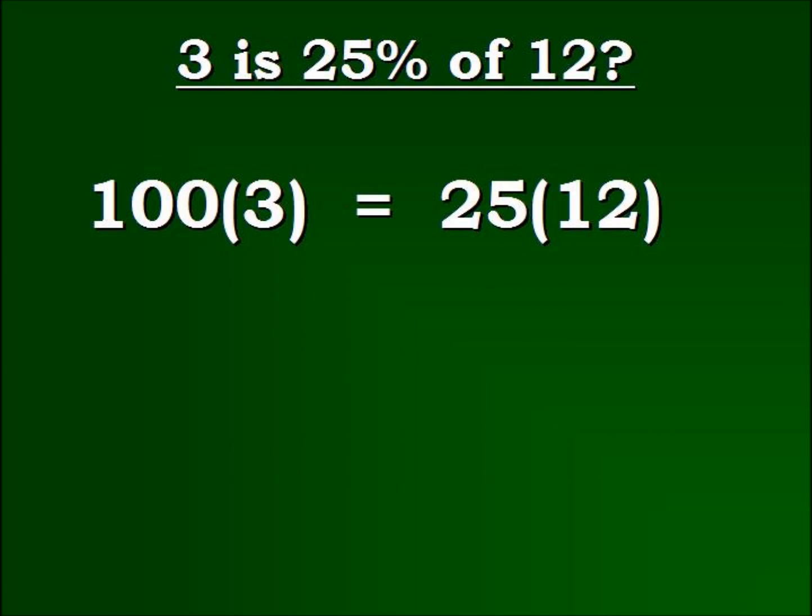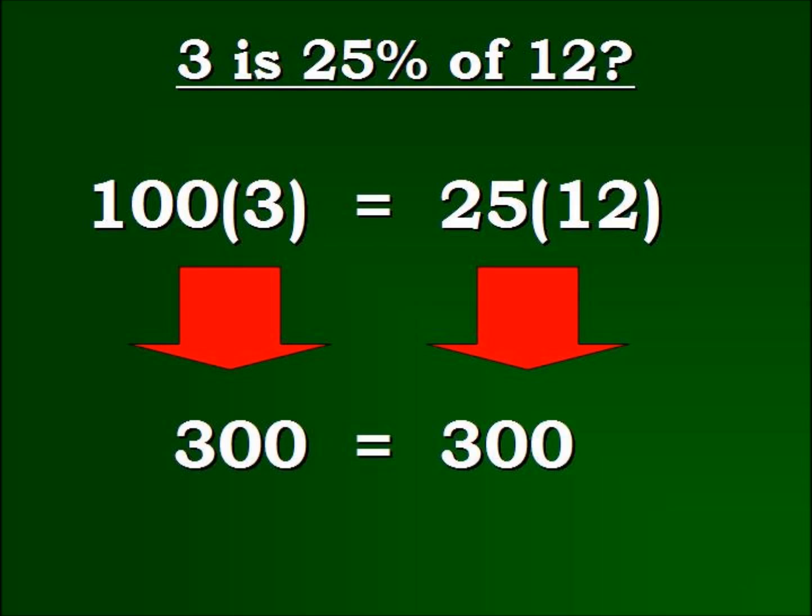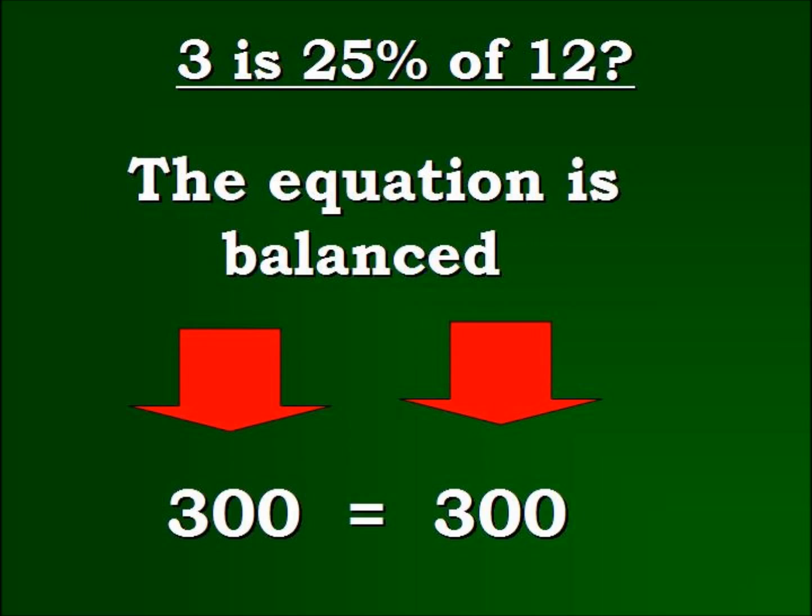We're going to see if our solution gives us a balanced equation. Okay, we have 100 times 3 equals 25 times 12. And when we do the multiplication, we have 300 equals 300, which gives us a true statement, which means the equation is balanced, which means the solution worked. 3 is 25% of 12.